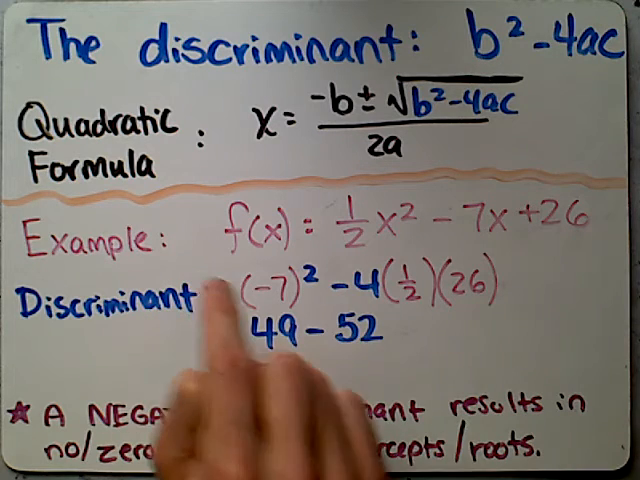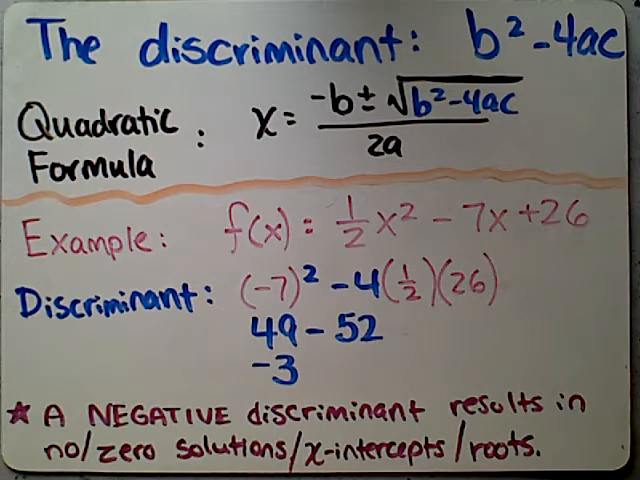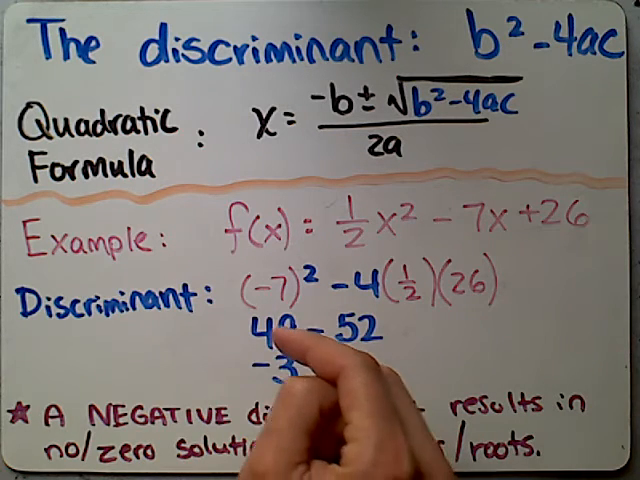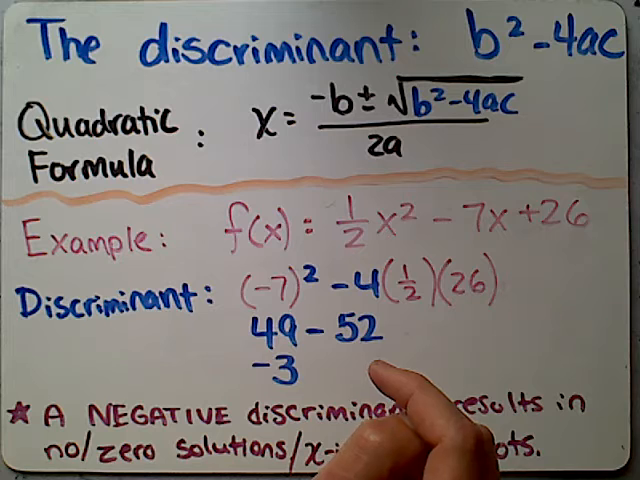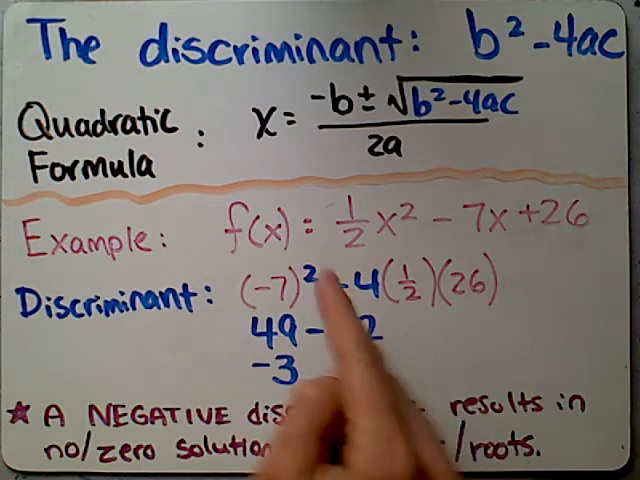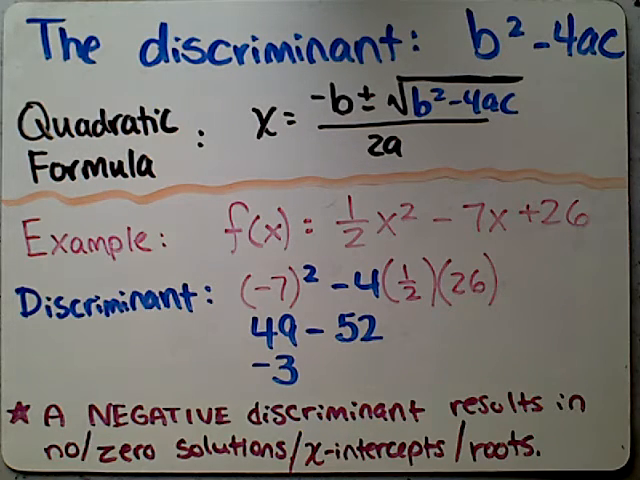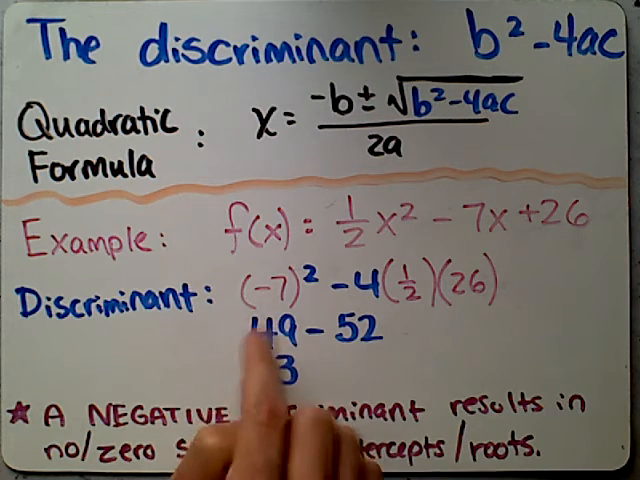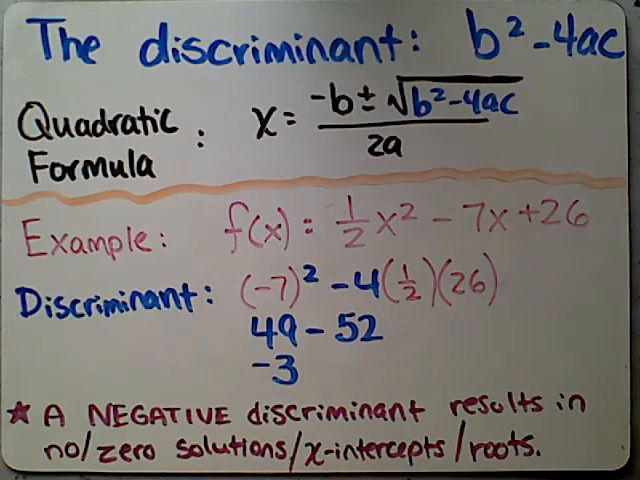So in our example here, we've got 1/2 x squared minus 7x plus 26. So what you want to do there is take your discriminant formula, substitute -7 for the b value, substitute 1/2 for the a value, and positive 26 for the c value. Then you just want to make sure you're multiplying correctly. We've got -7 times -7 is positive 49.